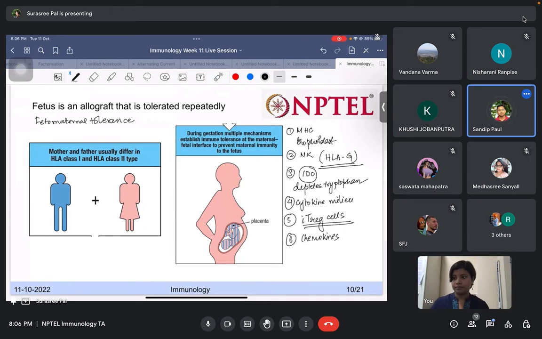Any doubt? Last one is the paternal stromal cell, right? Reducing the chemokines. Yes, paternal or maternal? The stromal cells of the uterus of the mother. Oh, mother only. Yeah, yeah.